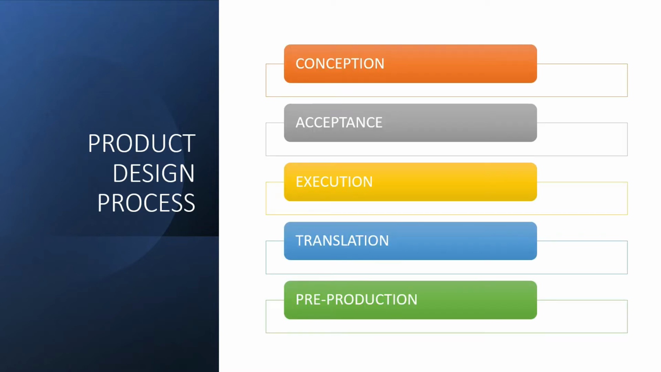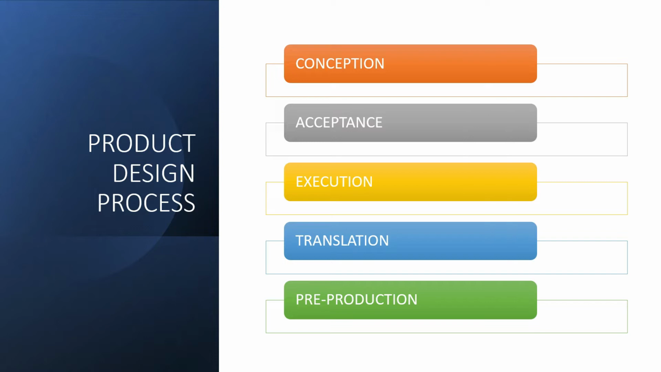So what is the product design process? What are the different stages in it? So the different stages of the product design process are conception, acceptance, execution, translation, and pre-production. So we will discuss each in detail.